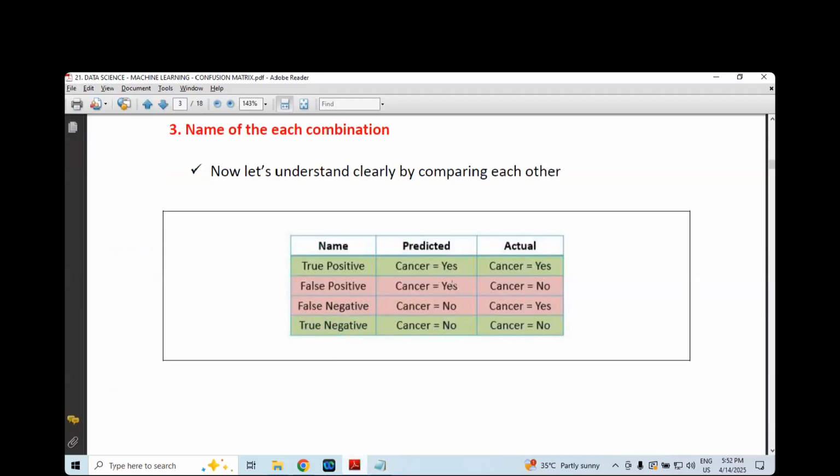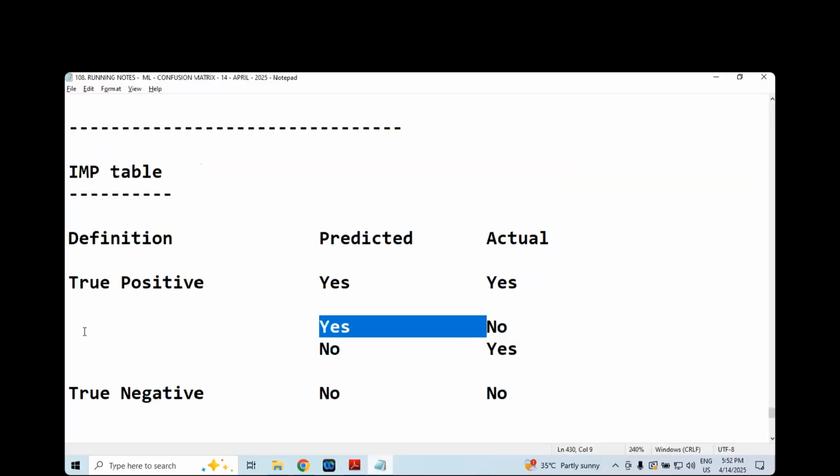Team, yes and no combination. This one is called a false positive. What exactly? False positive.